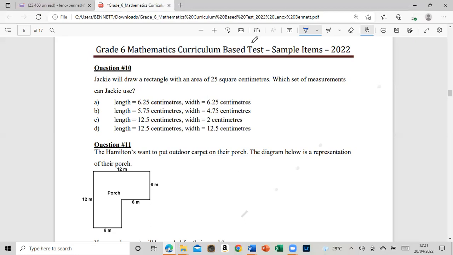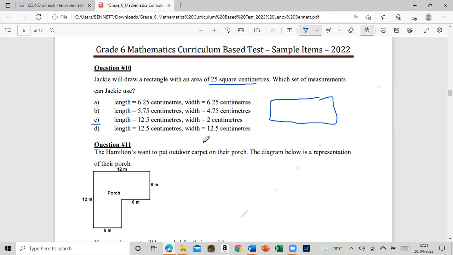So 6 times 6 is 36, so it can't be this, right? That's a 25 at the end. All right, 5 times 4, this could be it, 5 times 4 is 20. All right, so what you can do is multiply this out and see. No, 5 times 5 is 25. So it couldn't be that. And then 12.5 times 2 is definitely this.